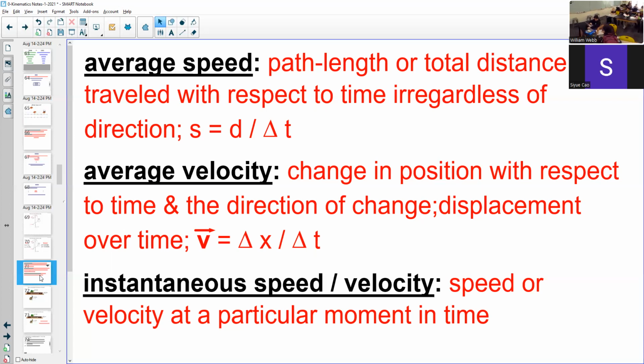Is the word "regardless" like regardless? It means we don't care about the direction.